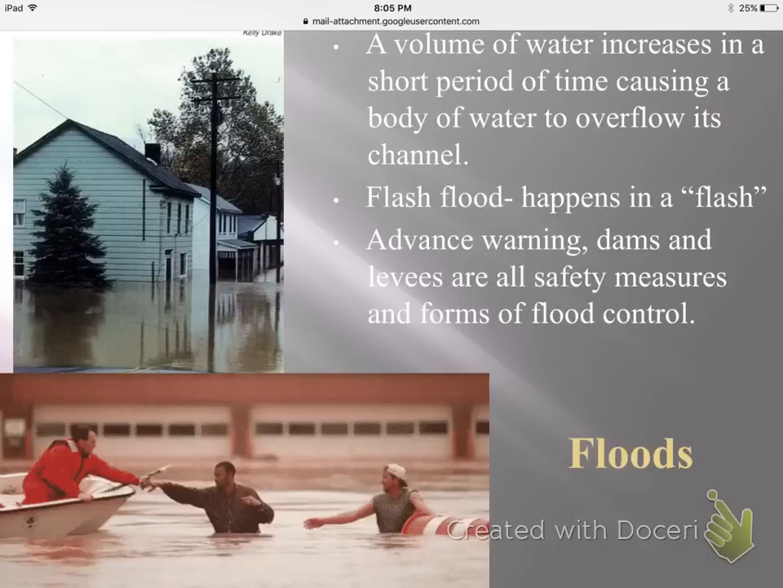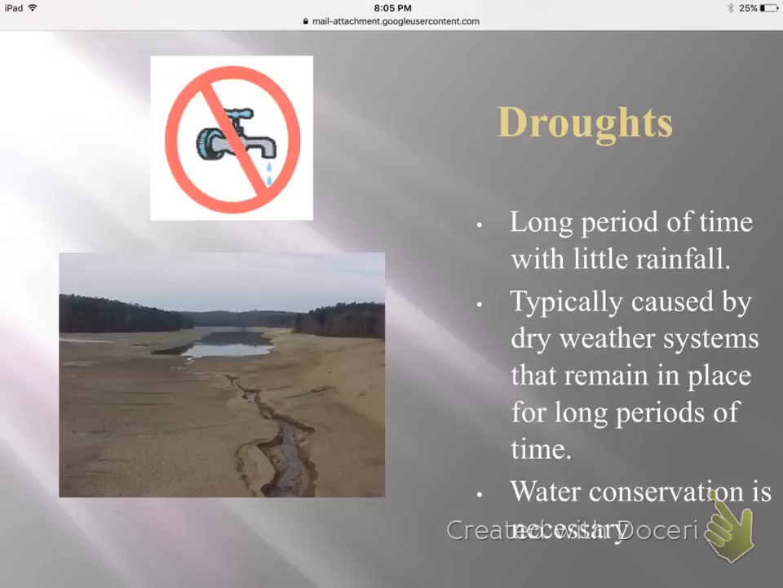And there is such a thing as a flash flood as well. Think of something happening in a flash. It happens very quick. So a flash flood is something that's going to be happening quickly. If a bunch of rain falls in a very short amount of time, that's a flash flood. Advanced warnings are beneficial. We have created dams and levees. All of these are safety measures and forms of flood control to help us deal with these types of situations when floods occur.